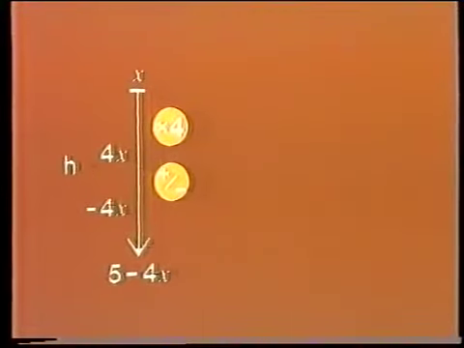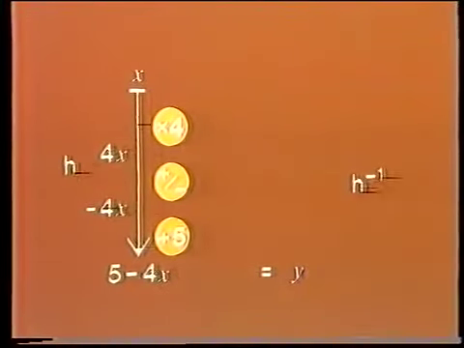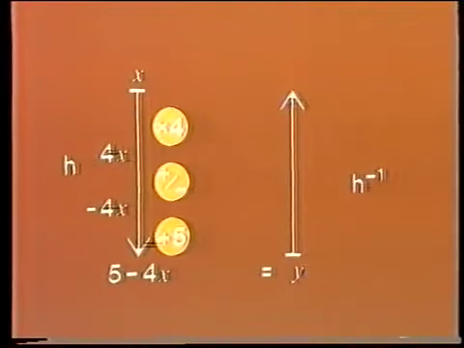Finally, we want to add 5, and that gives the result. This output we usually call y. Now, to find h to the minus 1, we have to reverse the process. We work backwards, reversing each step as we go. The last process on the way down was add 5, so our first process going backwards is subtract 5. So if we start with y, we get y minus 5.